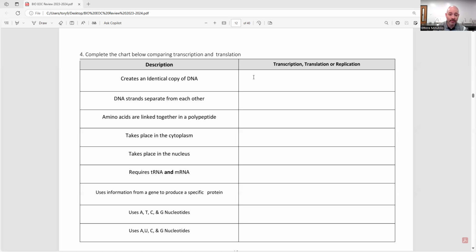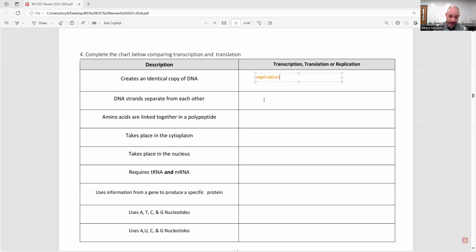Creates an identical copy of DNA. This is going to be replication. Replication is the only one where we're just making a copy of DNA. In transcription, we're making a copy, but we're making an mRNA copy, not just more DNA.